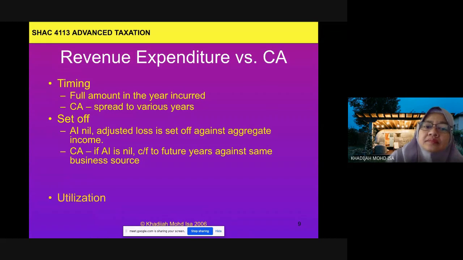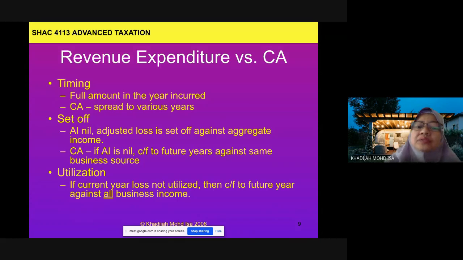In terms of utilization, it is similar to the set off just now. We talk about the current year loss if not utilized, right? Just now we said that if you have an adjusted loss, you set it off against your aggregate income, but if it is not fully utilized, then you carry forward to next year. And next year, it becomes loss brought forward, right?